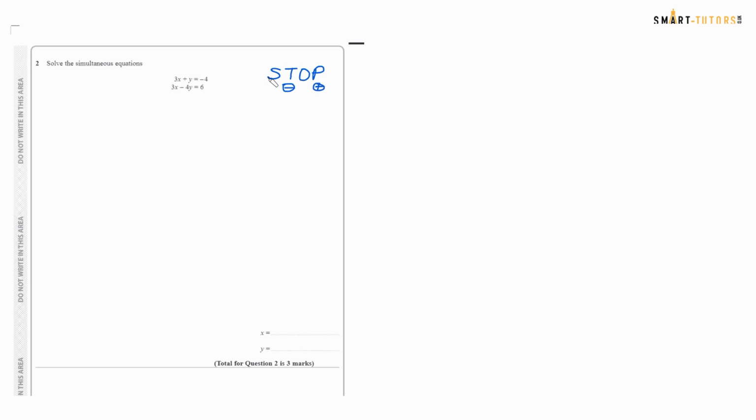I'll repeat that again. S stands for same sign, T stands for take away. So same sign means take away. O stands for opposite sign, P stands for plus. So opposite sign, plus. Now look at the simultaneous equations, equation number 1 and equation number 2. When you're doing simultaneous equations, the coefficient means the number in front of the variable, the x or y.